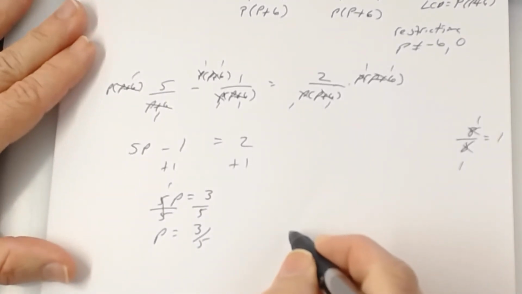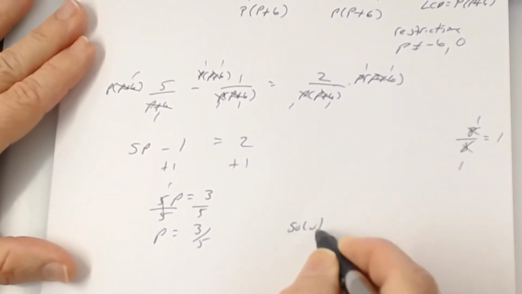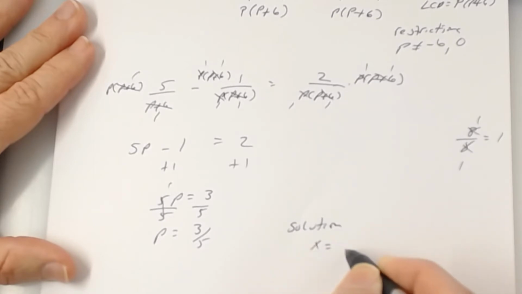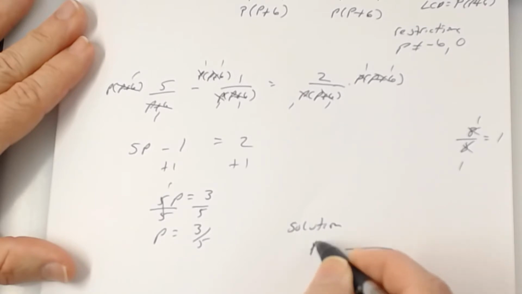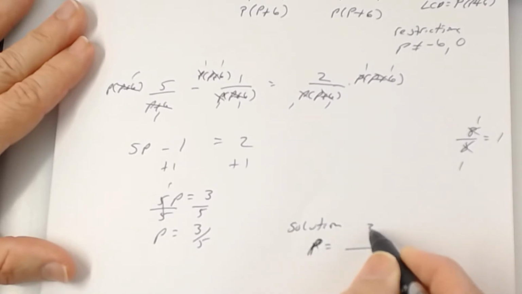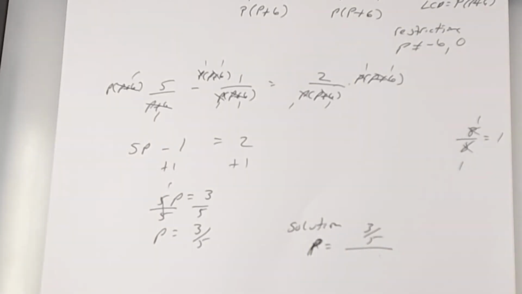So then on the worksheet, it'll say x equal blank. What are you going to put in the blank? It won't say x, it will say P this time. P equal what? 3/5. 3/5.